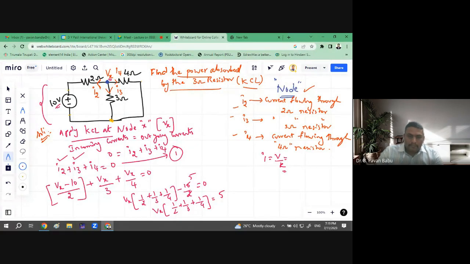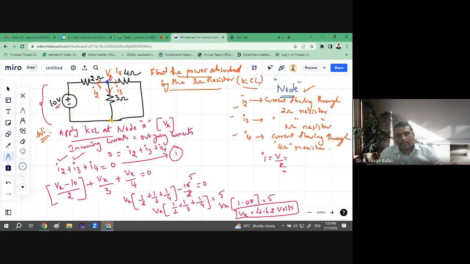Right. So Vx into 1.08 equal to 5. 5 divided by 1.08. You may check the answer. Since I am using a virtual calculator here, it is showing Vx equal to 4.62 volts. So I found the value is Vx equal to 4.62 volts.